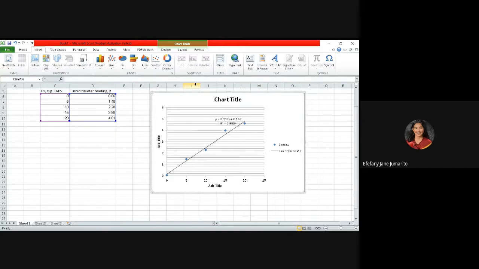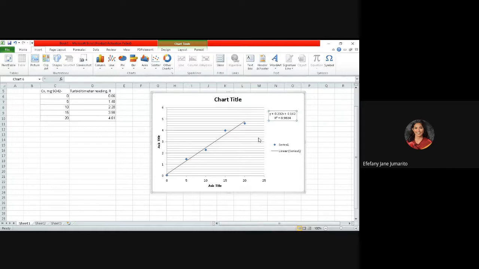And your Pearson's correlation, the correlation of your data, is 0.9898. Okay, 0.9834. So the perfect correlation of data is 1.